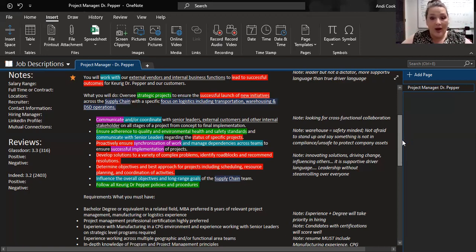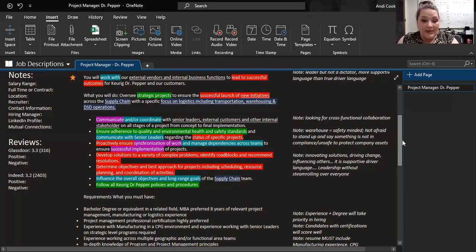Safety minded, not afraid to stand up and say something if it's out of compliance or unsafe, to protect company assets. It has to be the goal here, right? So not afraid to address something quickly, resolve it, and move forward. It's still supportive, but the main goal, if we have to choose between making people happy and protecting company assets, that has to be our goal, right? So again, it's a warehouse environment, safety minded. You're seeing language here that supports that.